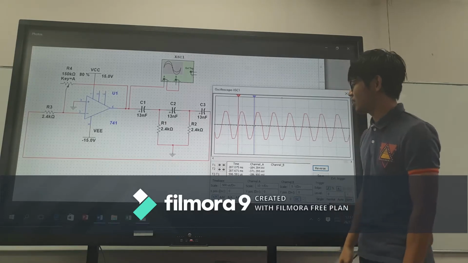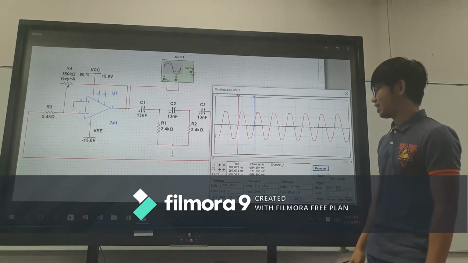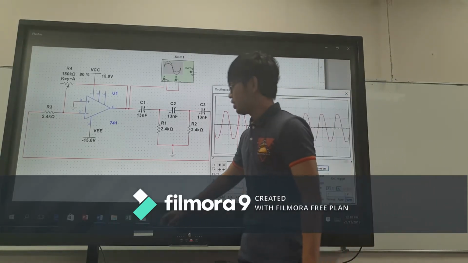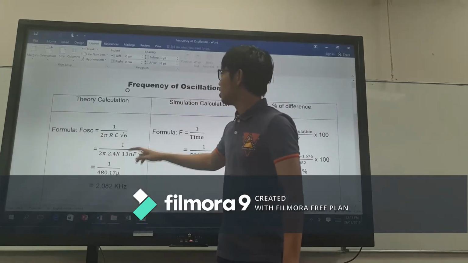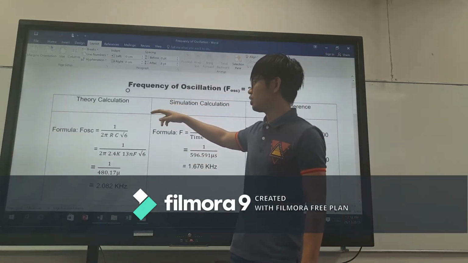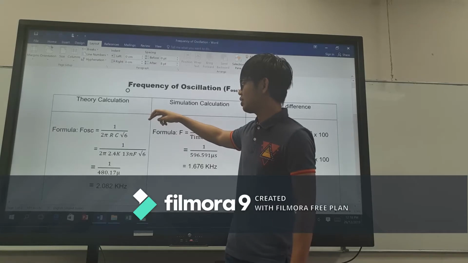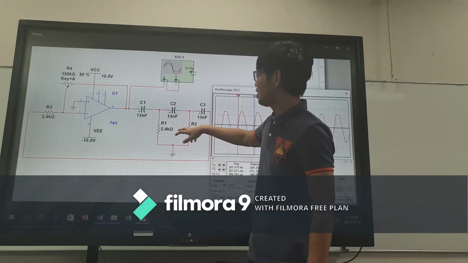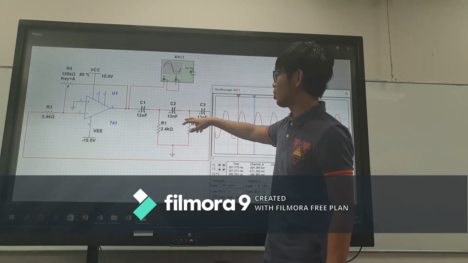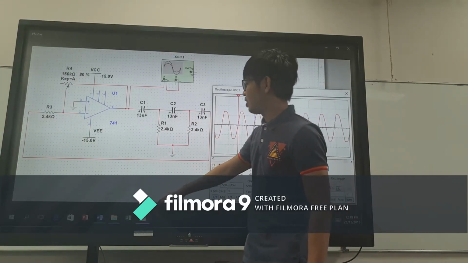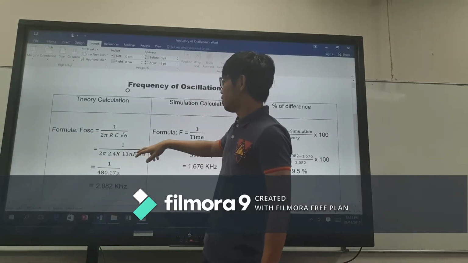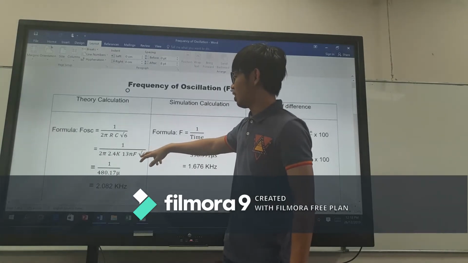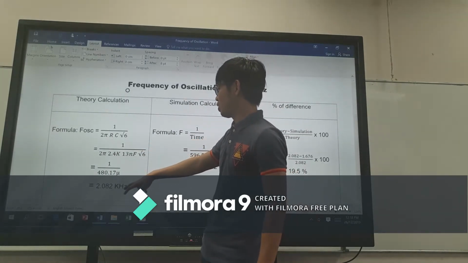596.591 microseconds. This is the equation. For the theory equation, the formula is 1 over 2 pi RC square root of 6. From the circuit, the resistor value is 2.4 kilo ohm and the capacitor is 30 nanofarad. We put them in the formula and we get 2.082 kilohertz.